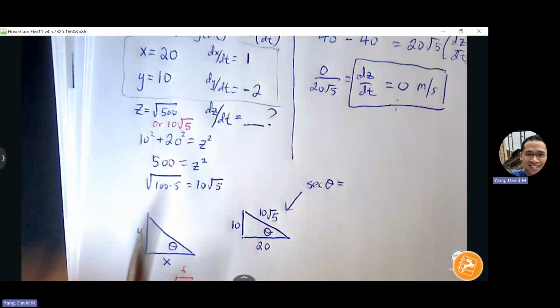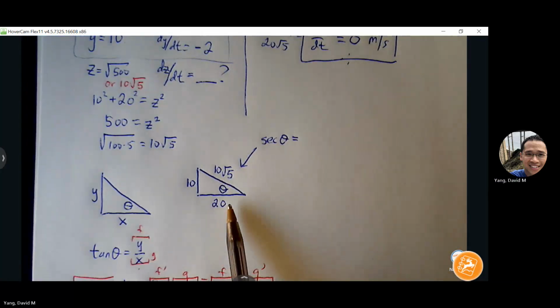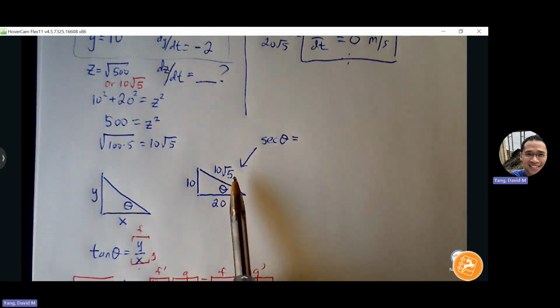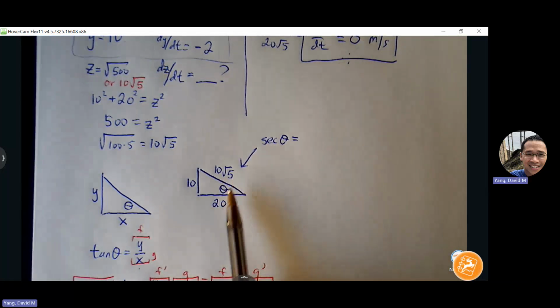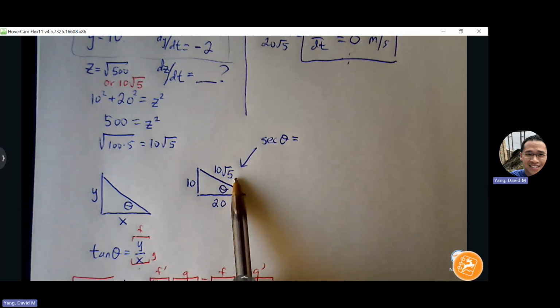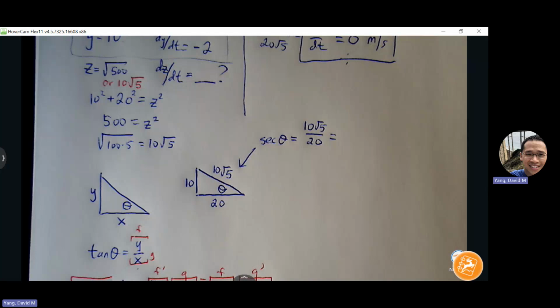So we gotta do this work, right? Secant of theta. What's secant of theta here? This is going to be root 500 over 20, or 10 root 5 over 20, hypotenuse over adjacent. It's the reciprocal of cosine. And that reduces to be what? Root 5 over 2, right? Because 10 and 20 can reduce.